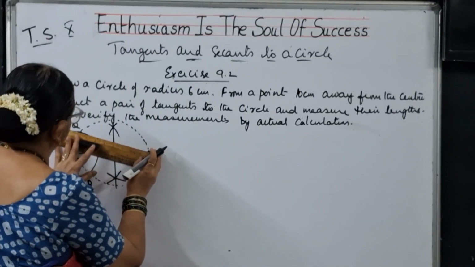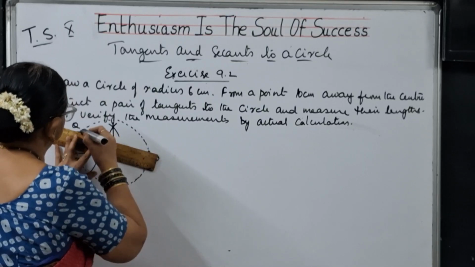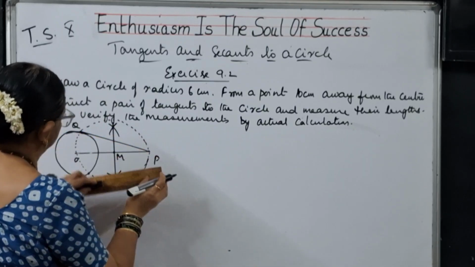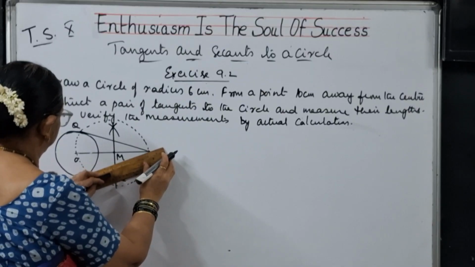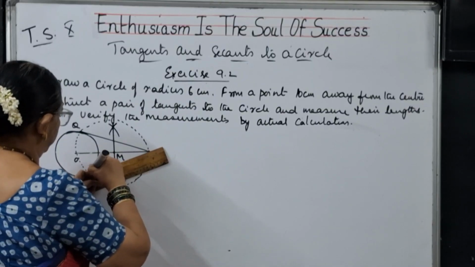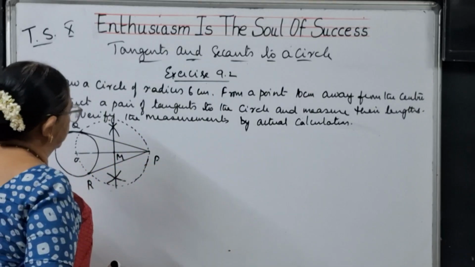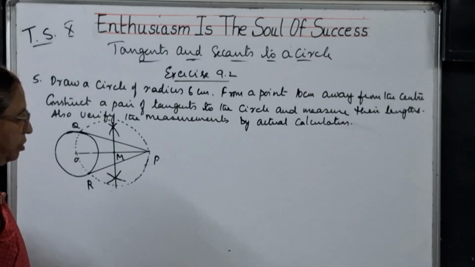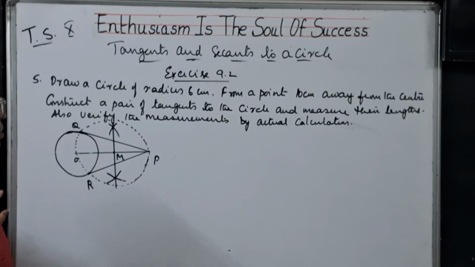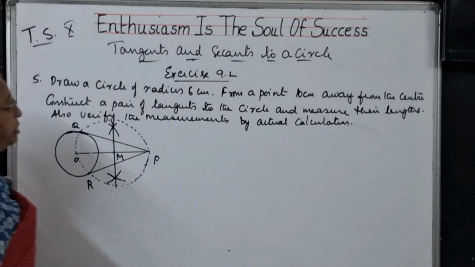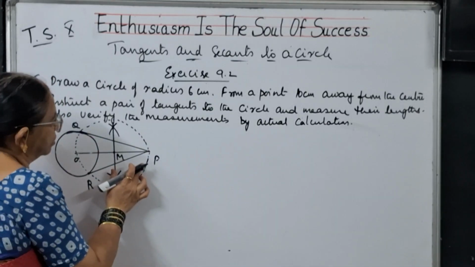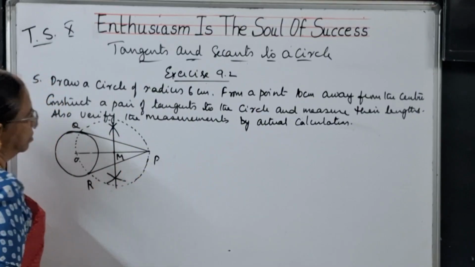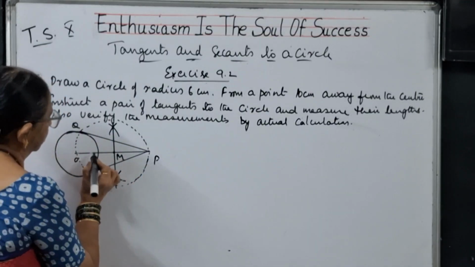Now, if you join PQ and PR, you are getting two tangents, PQ and PR, and this is the construction that you have done. Now here, since it is a problem, you need not write the steps because further you have got other ways of measurements given. So it's not only a construction, but it is also considered as a problem. So let us do the next part.